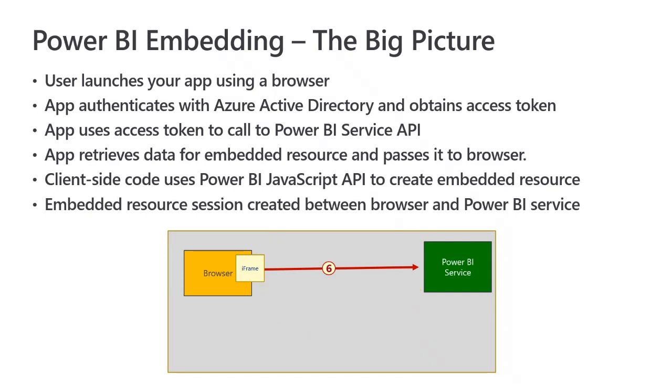What's neat is that after you've done this dance and done the embedding, your report is connected from your custom web page right to the Power BI service. So if someone clicks on a bar in a bar chart or clicks on a slicer, the interaction doesn't go through your application. It's directly between that report and the Power BI service.